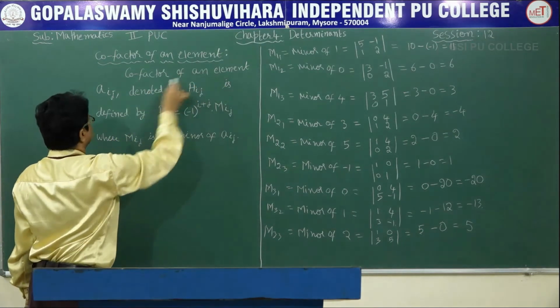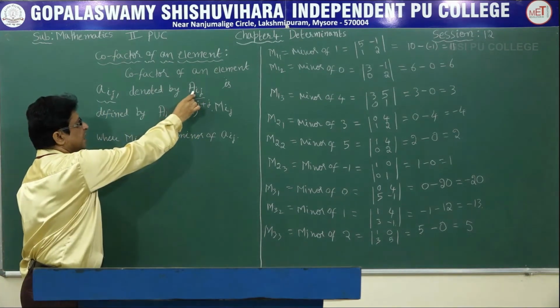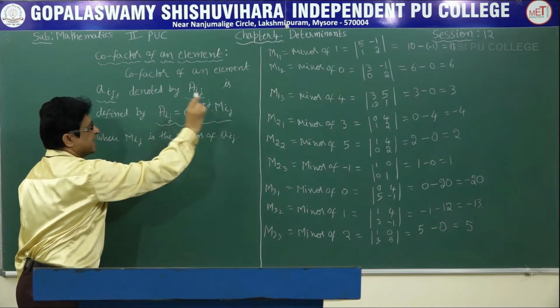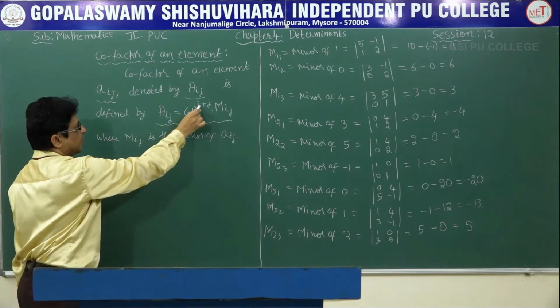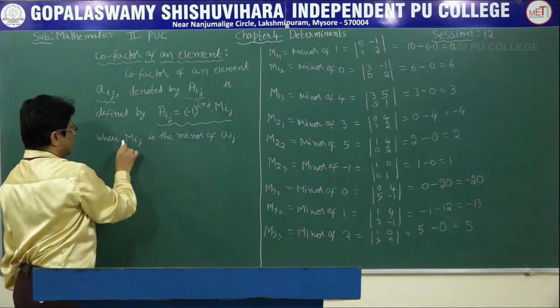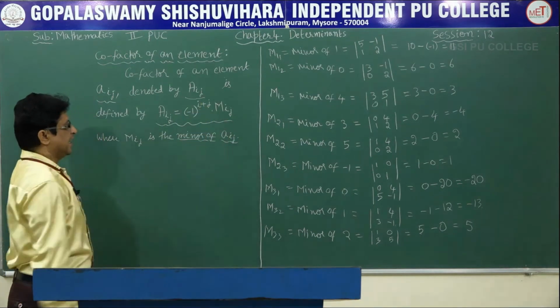Cofactor of an element Aij is denoted by Aij, which is defined by Aij equals (-1) to the power of i plus j into Mij, where Mij is the minor of the element Aij.